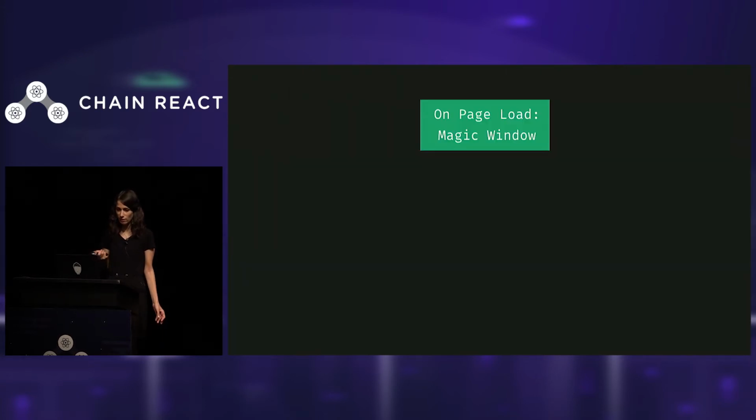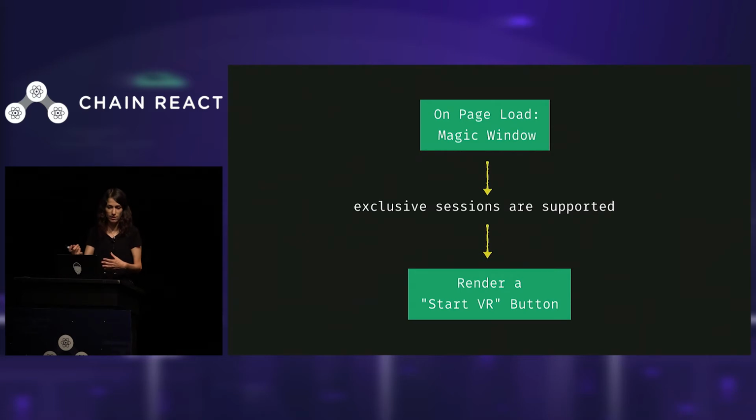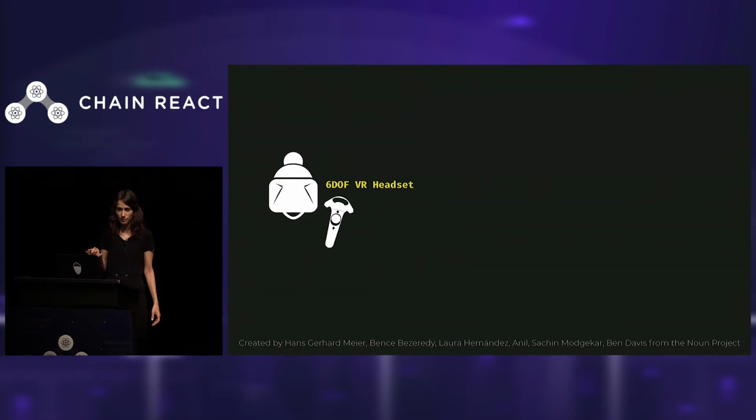And with this in mind, we could provide a WebXR app that initially renders a magic window to use the smartphone's gyroscope if available, and then we could check if there are VR devices that support exclusive sessions, and then we could render a button requesting an exclusive WebXR session to render stereoscopically to the headset.